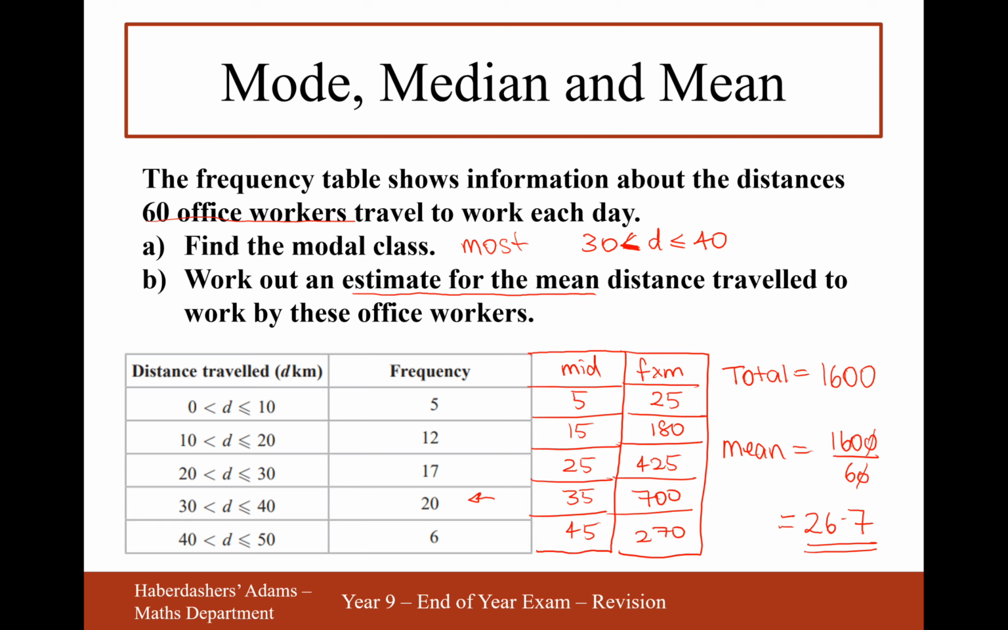And does that make sense according to the data? Well, the data's in between 0 to 50. There's quite a lot of people at the centre, around 20 to 40. Yeah, that makes sense. 26.7 kilometres is the answer to this question.